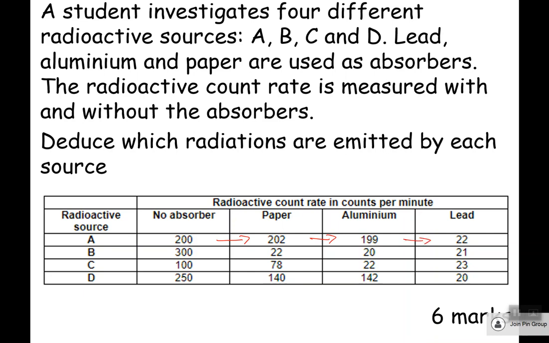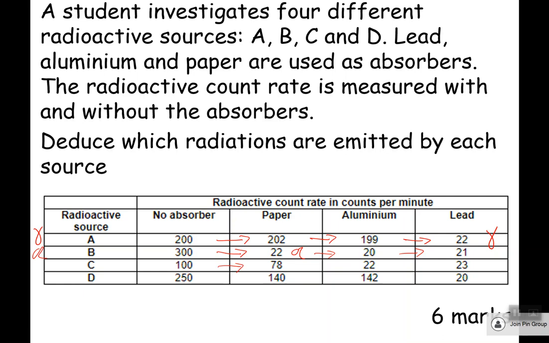But now we put lead in the way, look at the difference. About 180, that's a massive difference. And that source there is probably giving out gamma. Second one, look, a massive difference there. Yes, that is probably giving out alpha. Not much difference there. Again, looking at randomness of this, probably not beta. And look, it's gone up again, so probably nothing. So the first one is gamma, the second one is alpha.